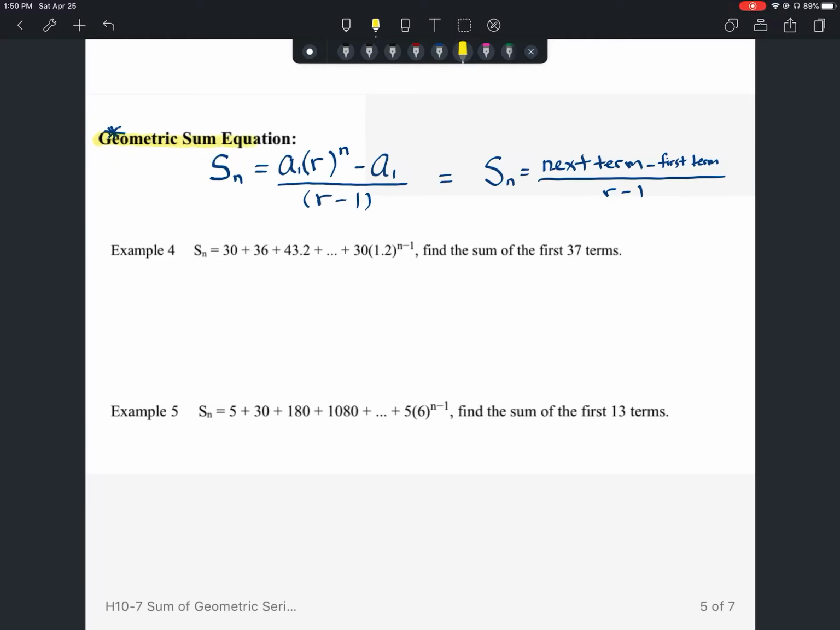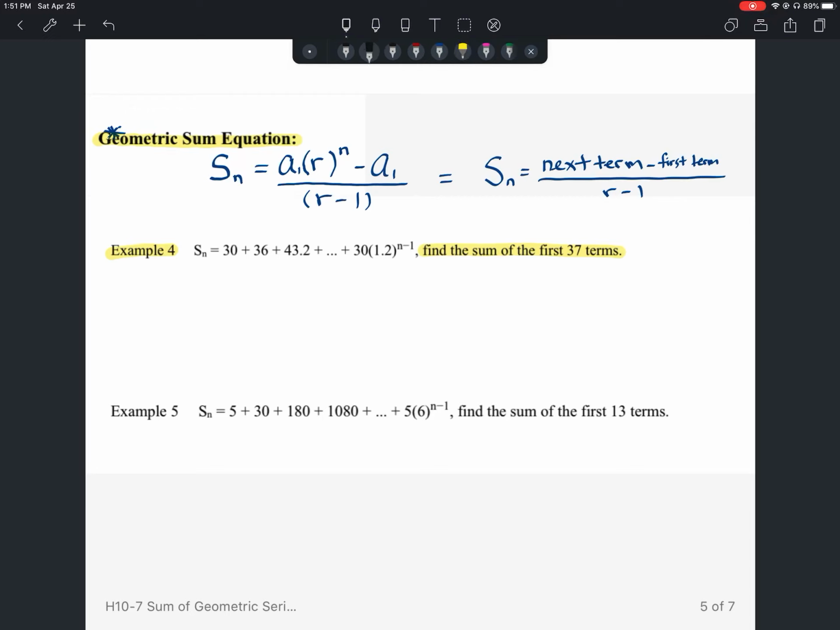Next part, we're going to look at using the equations that we just came up with to help us find the sum of a geometric series. So example 4 says the sum of n number of terms is going to equal 30 plus 36 plus 43.2 plus dot dot dot all the way till we get to whatever number of terms we're using. It says find the sum of the first 37 terms.